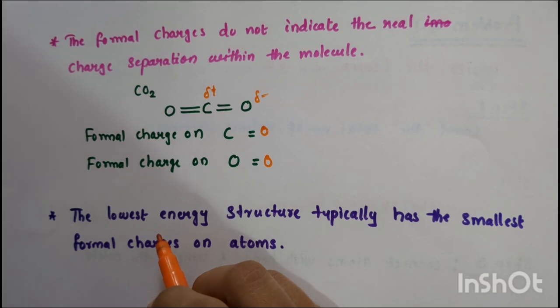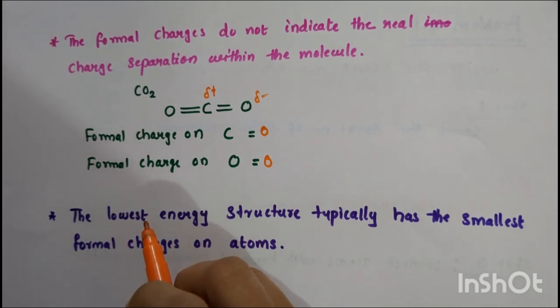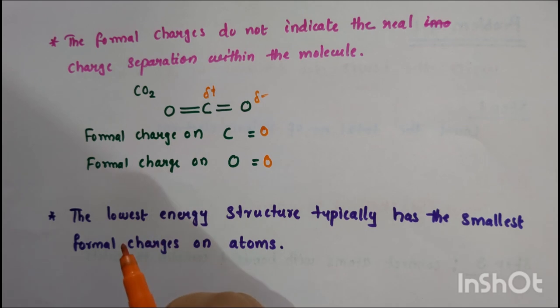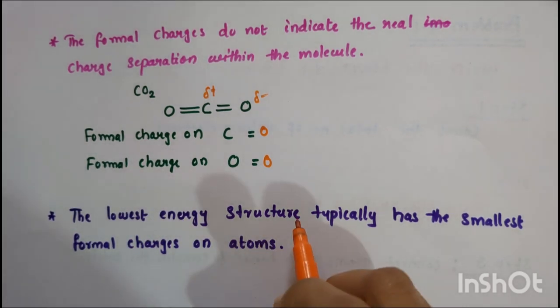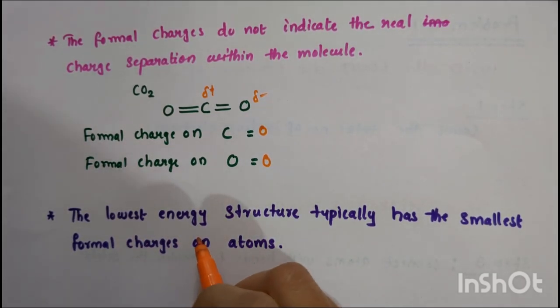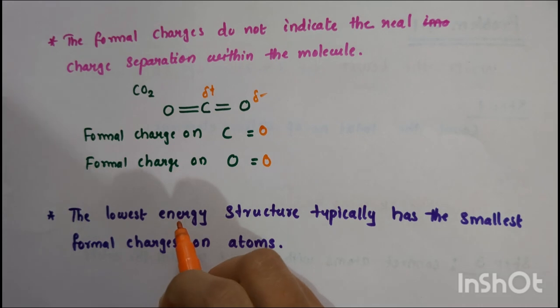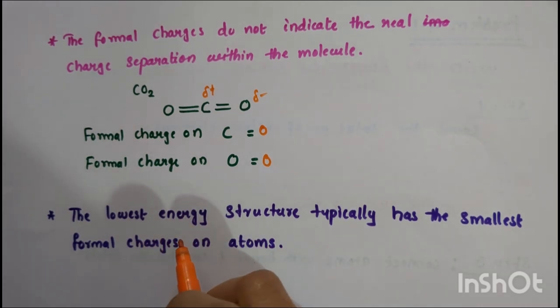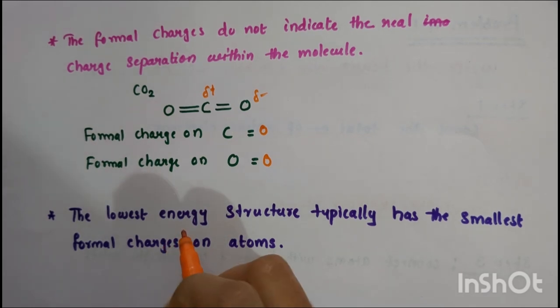The formal charges help in the selection of the lowest energy structure from a number of possible Lewis structures for a given species. The lowest energy structure typically has the smallest formal charges on atoms. The formal charge is a factor based on a pure covalent view of bonding in which electron pairs are shared equally by neighboring atoms.